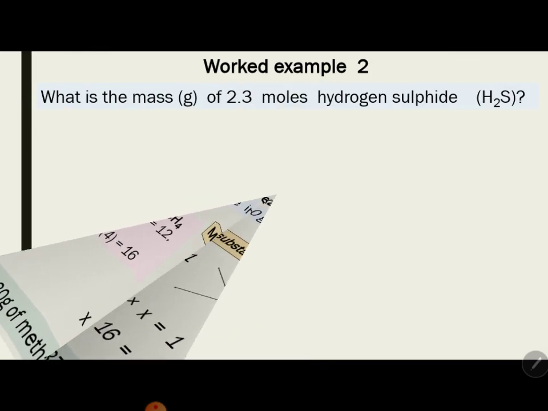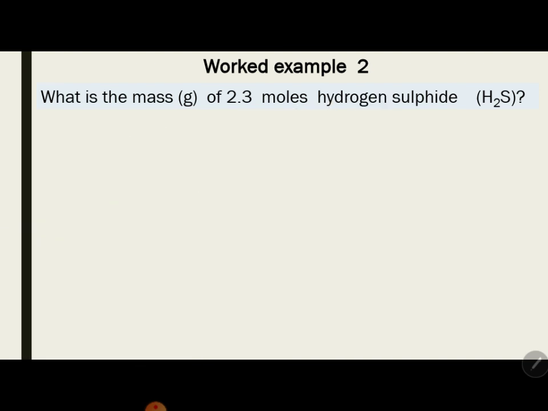Now come to the second example. What is the mass of 2.3 moles of hydrogen sulfide? In this case you have to convert mole into mass. Now follow the same procedure as for example number 1. First calculate the molecular mass of hydrogen sulfide.